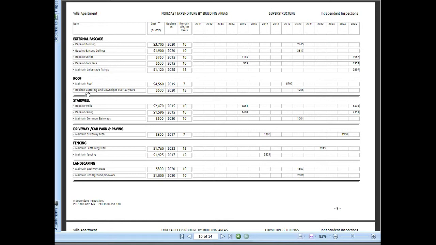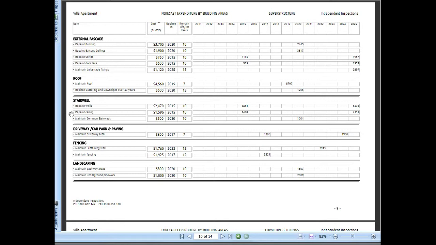Okay, the roof. So we've got $4,500 looking after the roof, and we've got that in 7 years time. So we've got some money in year 10 and then year 7 after that, so that drops off the other end of the forecast. There's some money put aside there for some guttering.